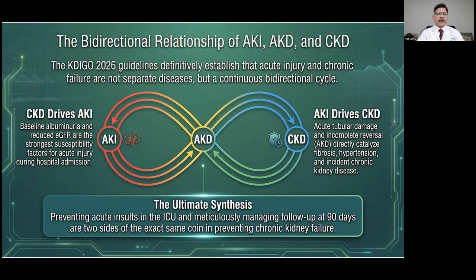Now, CKD drives AKI, AKI drives CKD. AKI is not different from CKD. CKD drives AKD, AKI to AKD, AKD to CKD. And once one has got CKD, acute injuries can follow. Ultimate synthesis: preventing acute insults in the ICU and meticulously managing follow-up for 90 days are two sides of exactly the same coin in preventing chronic kidney failure. The 2026 guidelines definitely establish that acute kidney injury and chronic kidney failure are not separate diseases, but a continuous bidirectional cycle.